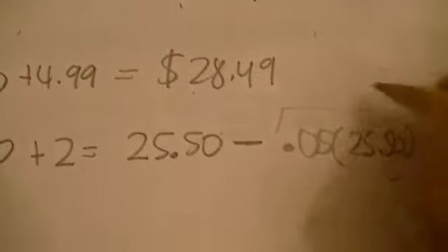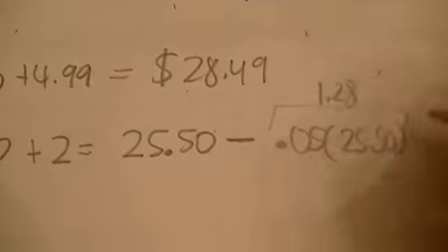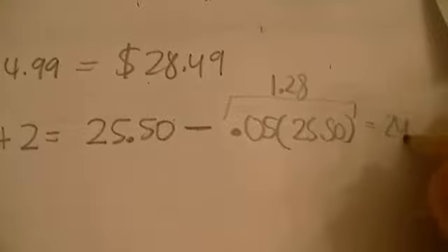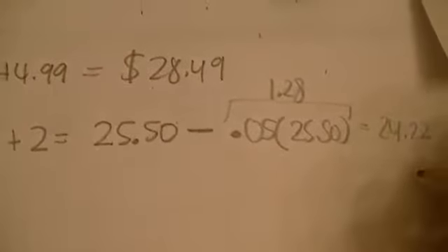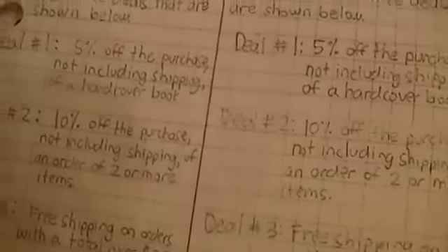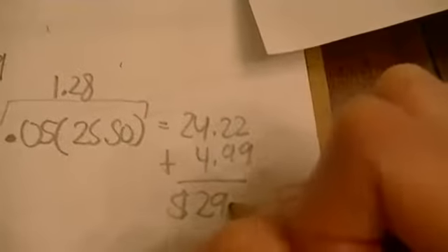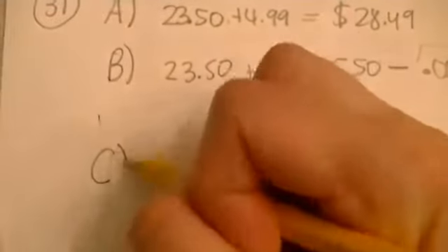This right here is $1.28. Okay, so $25.50 minus $1.28 is $24.22. But we still got to pay shipping, because it says not including shipping. So I have this right here is that cost of the book after that discount, but I got to pay that shipping. So that's $29.21. So far, option A, not using any deals, is the most appealing, is the least expensive.